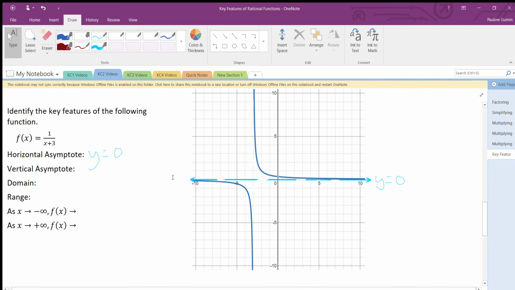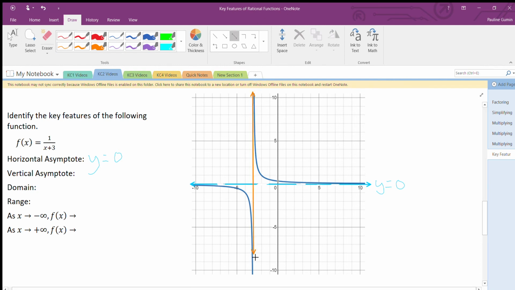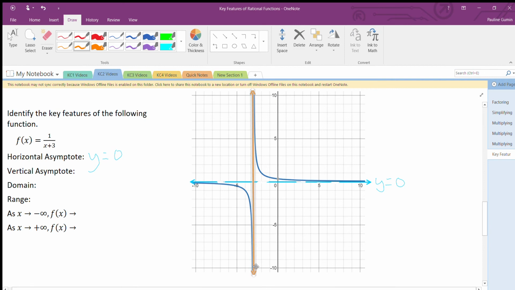Next, let's do our vertical one. Okay, where do I think it goes? I'm going to select my orange marker. And it looks about here-ish. Yeah, that looks good. Let's get my white marker.